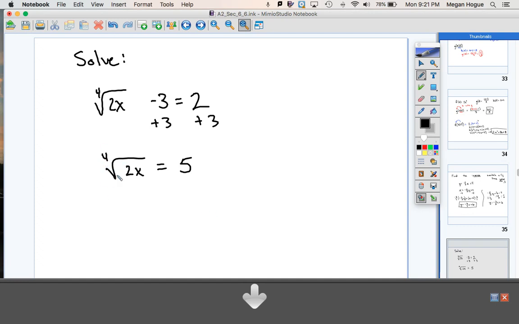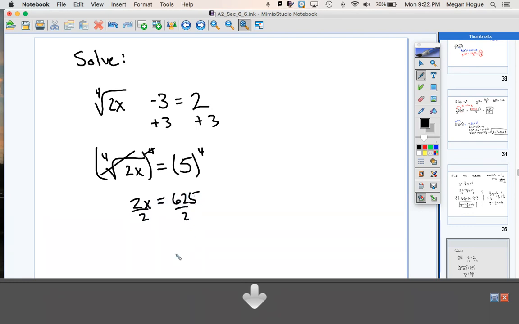Now, to get rid of the radical, the opposite of a radical is an exponent. We want the exponent to match the index. Remember, the index is that number right there. When I do it on this side, it's 5 to the 4th, not 5 times 4. That 4 is an exponent. These things will cancel. We'll get 2x equals 625.